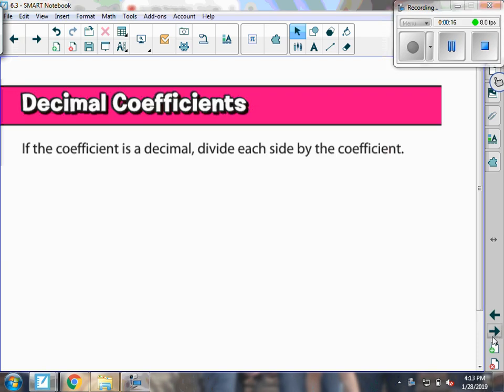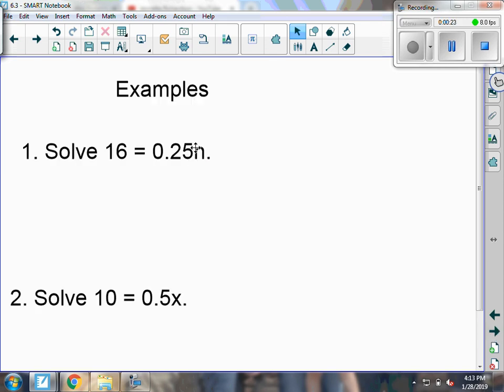So decimal coefficients: your coefficient is your number in front of your letter, and if it's a decimal, that's what's going to be in front of your letter. So copy these down. 16 is equal to 0.25n. We solve these the exact same way that we solved our other one-step equations. So what's happening between our 0.25 and our n? Here's our n, and there's our decimal. That's multiplication that's happening between those. The opposite of multiplication is division. So we divide both sides by 0.25.